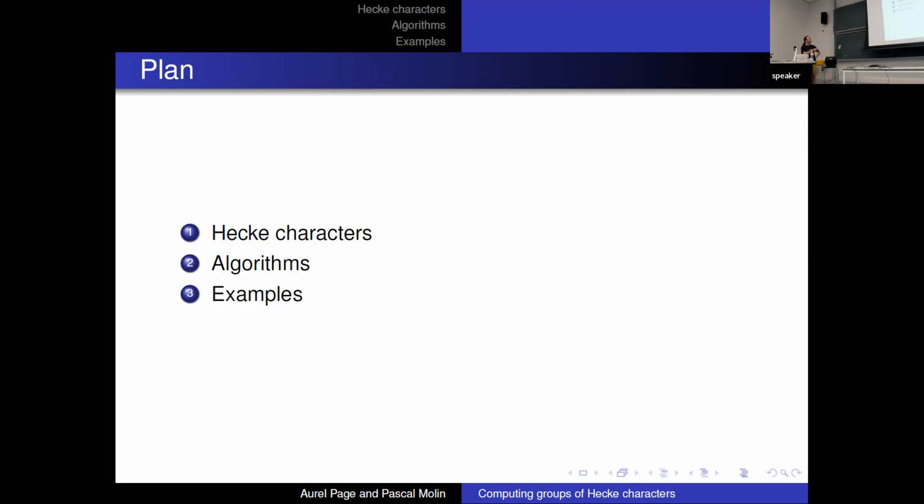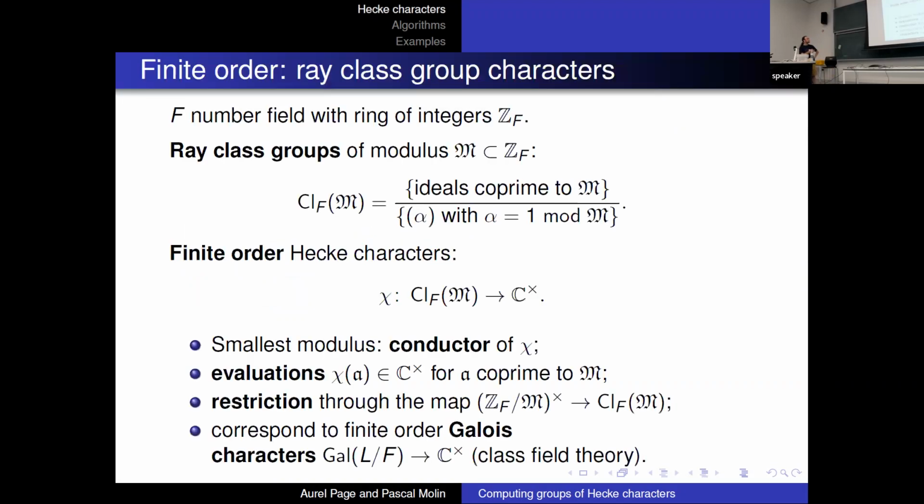So, Hecke characters. First, let me give you a few examples of Hecke characters that you may be familiar with, and then I'll give you the actual general case. Over the whole talk, we'll have a number field called F with ring of integers Z_F. From that, you can pick an integral ideal of Z_F, and we call that a modulus. I'm going to omit the possible infinite part that you can put in a modulus, for simplicity. And from that, you can construct ray class groups, namely generalizations of the class group.